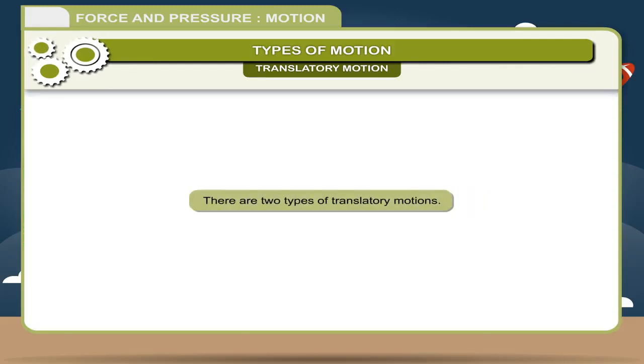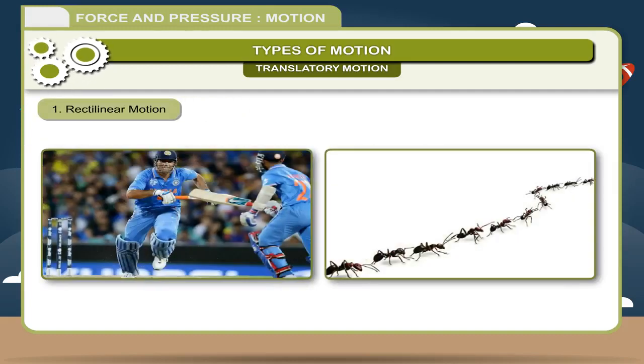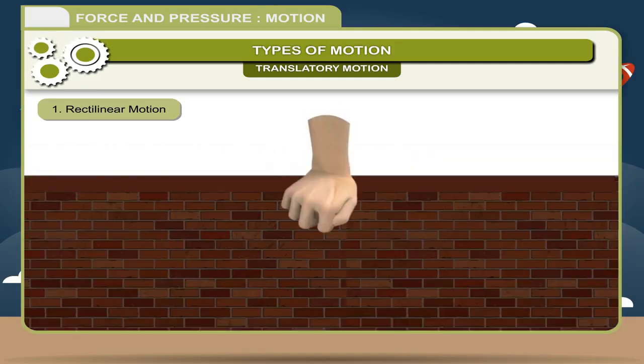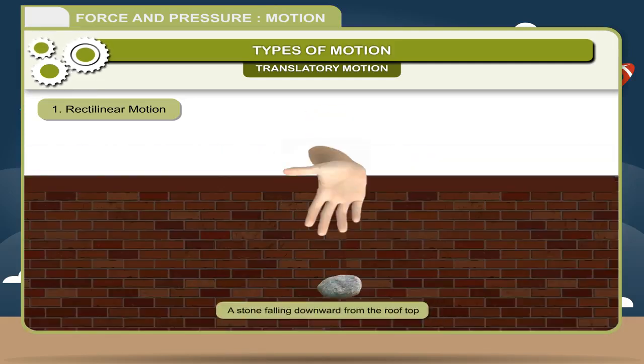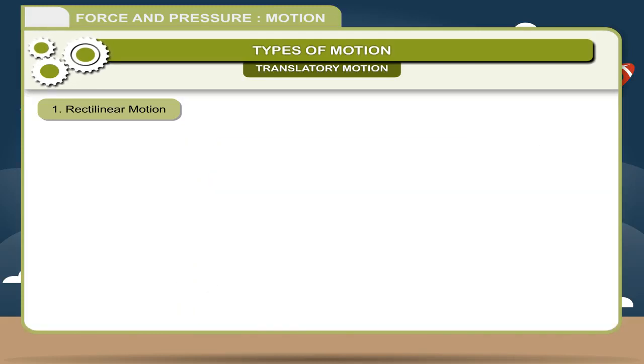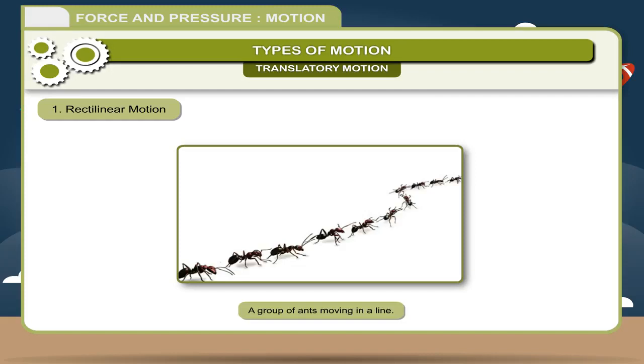There are two types of translatory motions. One, rectilinear motion. When an object moves in a straight line, its motion is called rectilinear motion. Examples: 1. A stone falling downward from the rooftop, a bicycle moving on a straight road. 2. A batsman taking a run between the wickets. 3. A group of ants moving in a line.